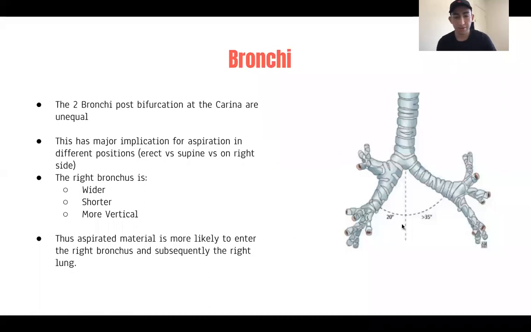So let's talk a bit about bronchi, which is what the question was based on. The few main differences which predispose the right bronchus to being the source of aspirated food material are that it's shorter than the left. It's also a bit wider, and at a lesser angle, so it's more vertical than the left. So anything that comes down the trachea is much more likely to enter the right than the left.